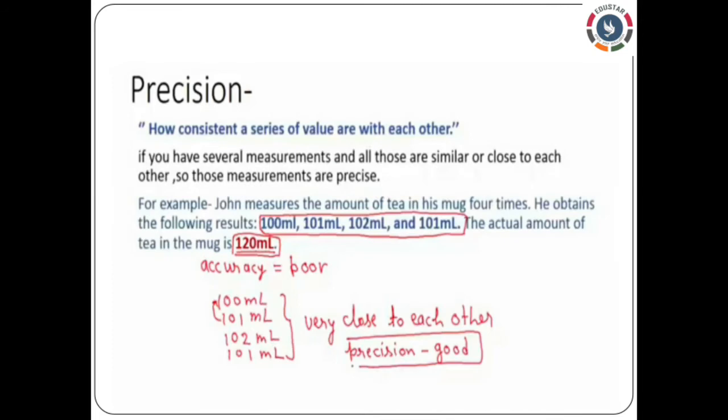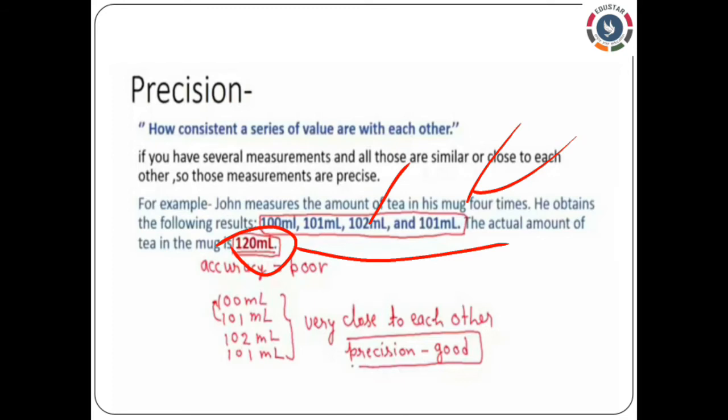Next, precision. Precision means how consistent a series of values are with each other. If we take many measurements of a single physical quantity, the closeness and consistency among the many readings is called precision. Here is the same problem: the same amount of tea, the true value of the mug is 120 ml. It is measured in 4 trials: first trial 100 ml, then 101 ml, 102 ml and 101 ml. Comparing these, the accuracy will be very poor because the true value is 120, but the measured values are from 100 to 101, so the difference is very large.